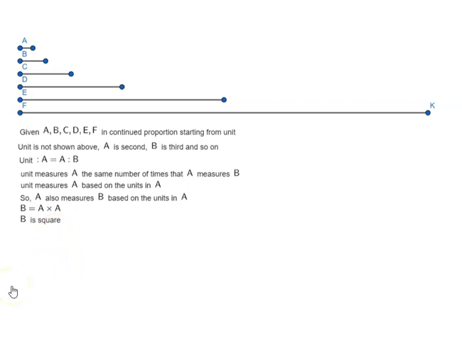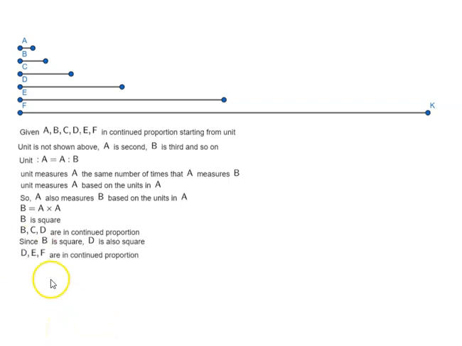Remember, A, B, C, D, E, F, including that unit in the beginning, is in continued proportion. So that means B, C, D are in continued proportion. And in this, B is square. That means D is also going to be square. If three numbers are in continued proportion, and if the first one is a square, then the third one is also a square. Instead of looking at BCD, if we look at DEF, that is also in continued proportion.